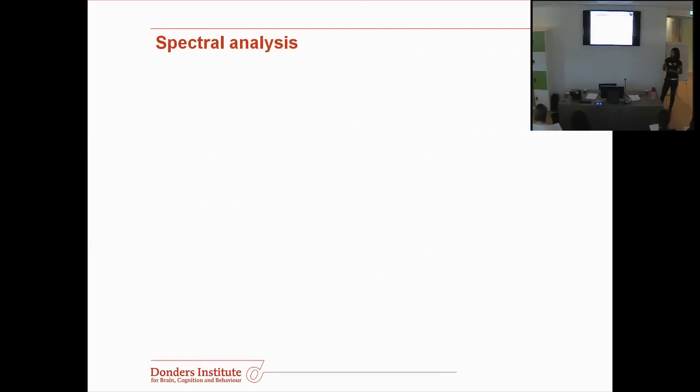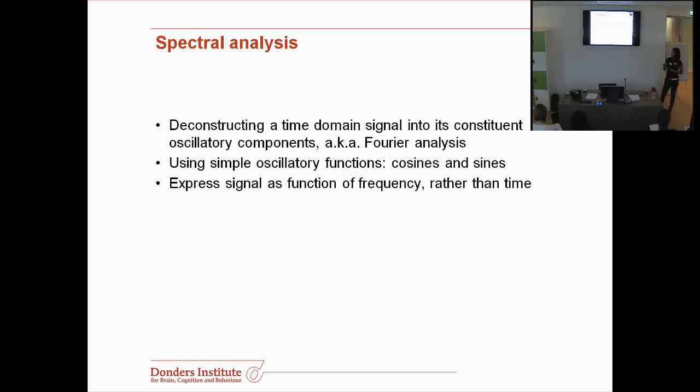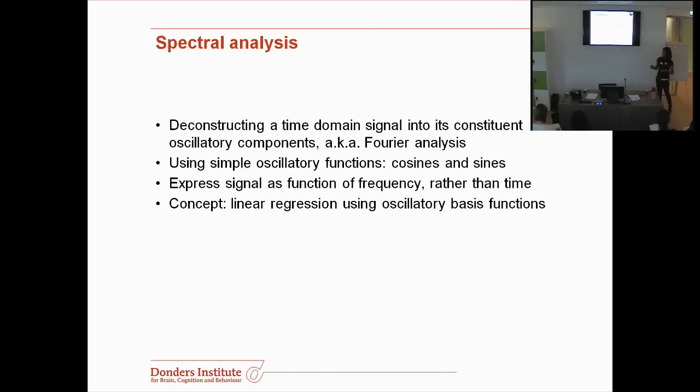Okay. So just to quickly recap, spectral analysis is taking your signal from the time domain and putting it into the frequency domain and breaking it down into its constituent oscillatory components. And doing this, you're expressing your signal as a function of frequency instead of time, but keeping in mind that these 2 are just mathematical equivalents of each other. Now, another way to think about spectral analysis is using linear regression, in the sense that we want to explain the signal using linear regression with oscillatory basis functions.